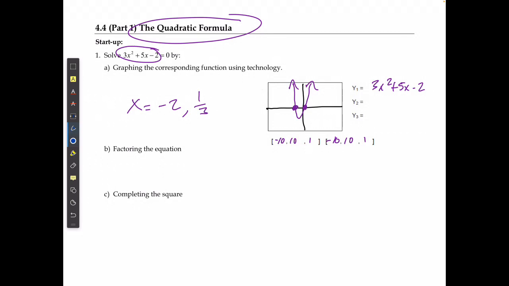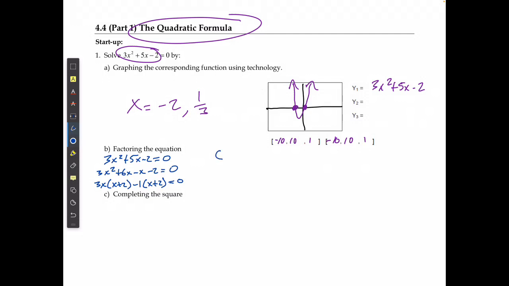I can do this by factoring, and I should get the same answer. If I have 3x squared plus 5x minus 2 is equal to 0, I'm going to split up that middle term, the b, and I'm going to get 3x squared plus 6x minus x minus 2 is equal to 0. Factor by grouping, and I get 3x and x plus 2 and negative 1 and x plus 2 is equal to 0.